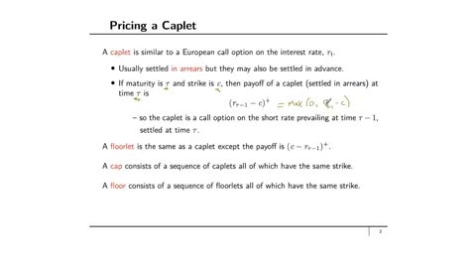A floorlet is the same as a caplet except the payoff is (C minus R_{tau-1}) positive part, or as we've been writing, the maximum of 0 and C minus R_{tau-1}. But again, this payoff would typically take place at time tau. A cap consists of a sequence of caplets, all of which have the same strike. So these caplets will all have different maturities, but all have the same strike. And a floor consists of a sequence of floorlets, again, all of them having the same strike, but different maturities.